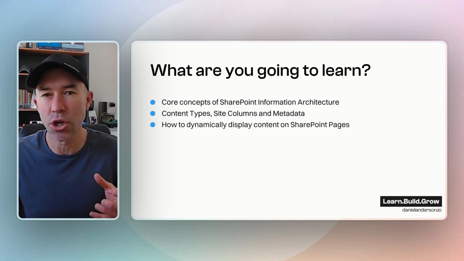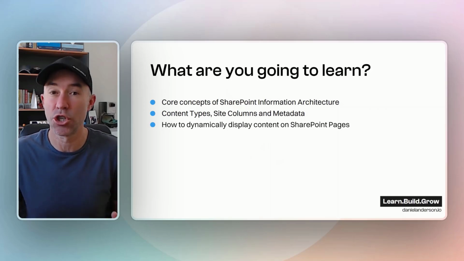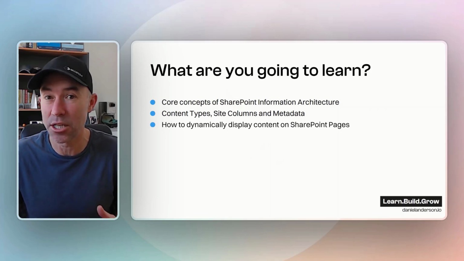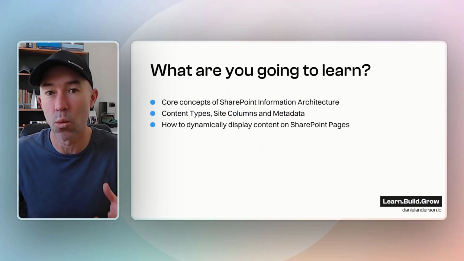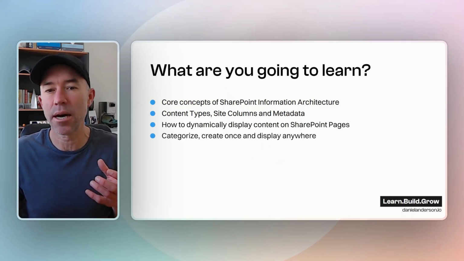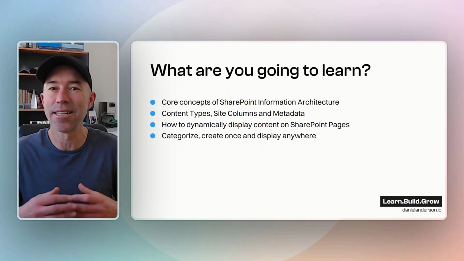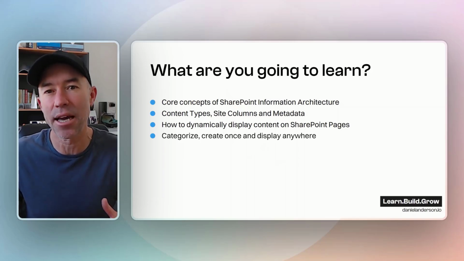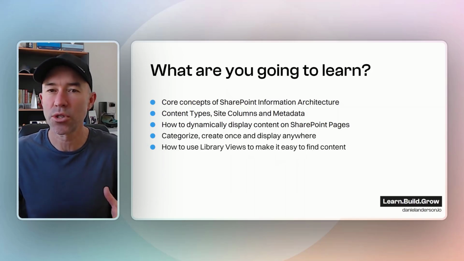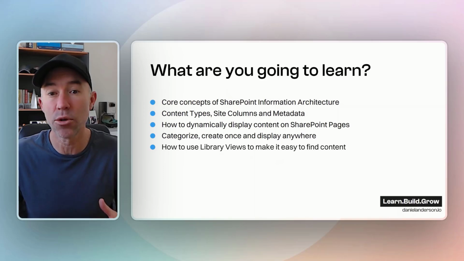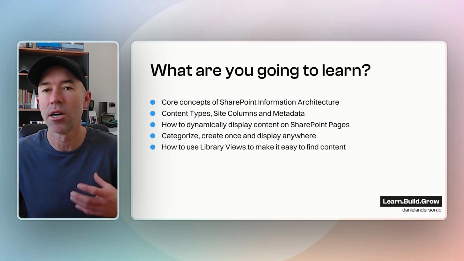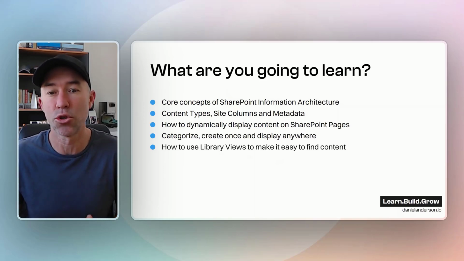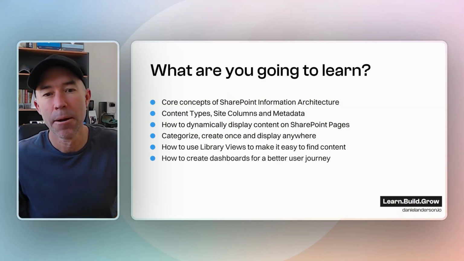We're going to learn how to dynamically display content on SharePoint pages, specifically using the highlighted content web part. And we're going to be able to learn and implement categorization and this concept of creating once and being able to display that content anywhere. We're also going to learn how we can use library views to make content easy to find for the people that are coming to your site.